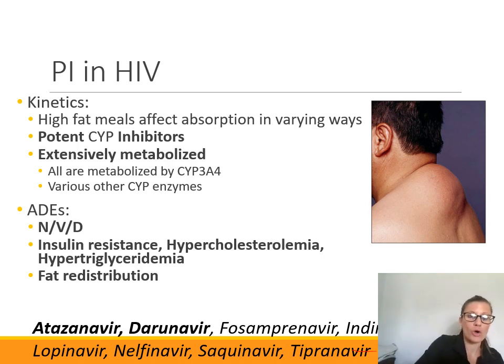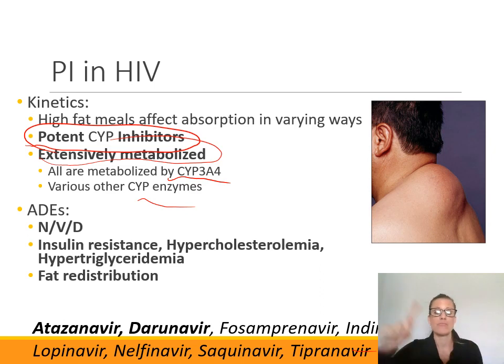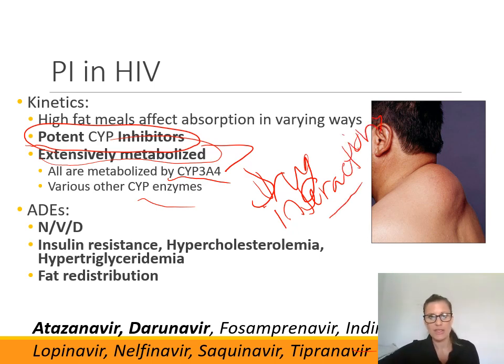Protease inhibitors are potent CYP inhibitors, and they are extensively metabolized. All of them are metabolized by CYP3A4, and then as you look at the different drugs, they're also metabolized by various other CYP enzymes. So the fact that they are potent inhibitors and they're extensively metabolized means that drug interactions will be clinically important. Okay, so you'll need to pay attention to the drug interactions.